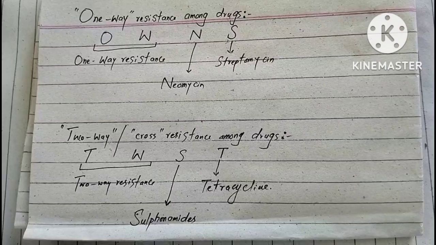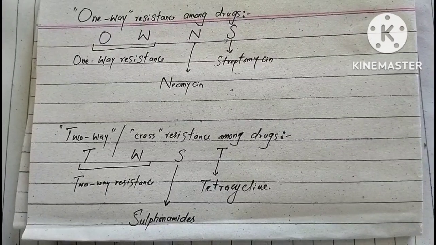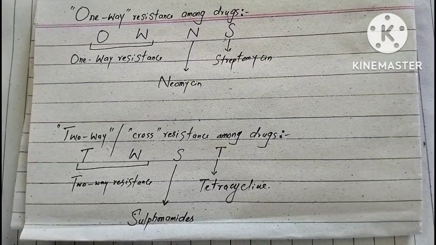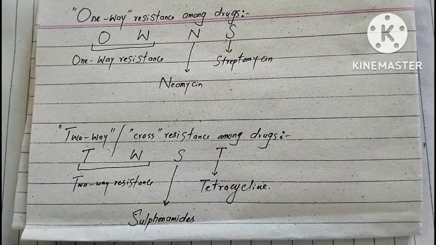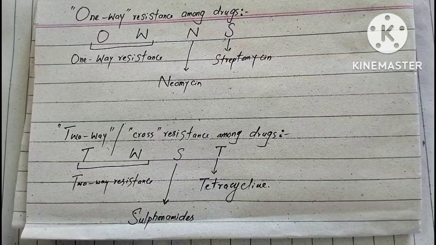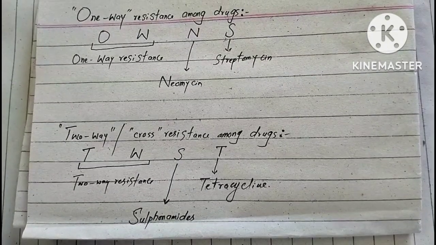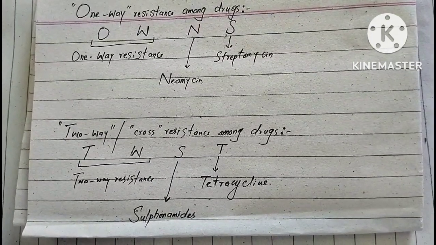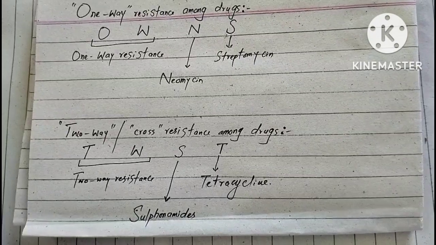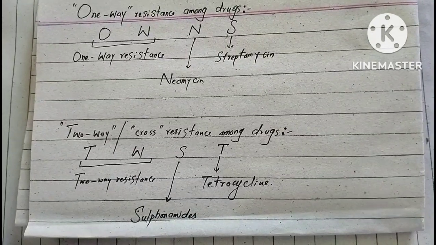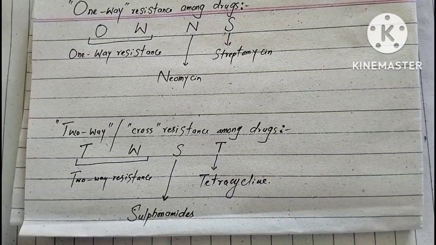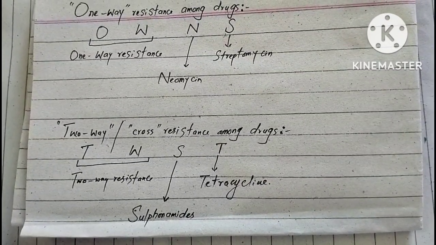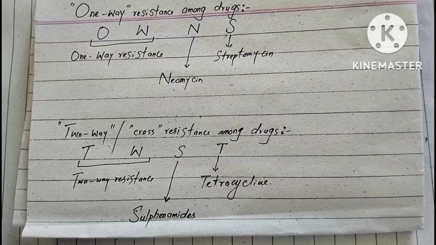This means that when an organism is resistant to sulfonamide, it will also be resistant to tetracycline, and when an organism is resistant to tetracycline, it will also be resistant to sulfonamide. So they share a bi-directional or two-way resistance between them. This mnemonic will help you to remember them easily.